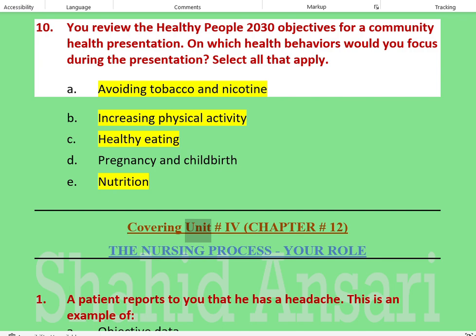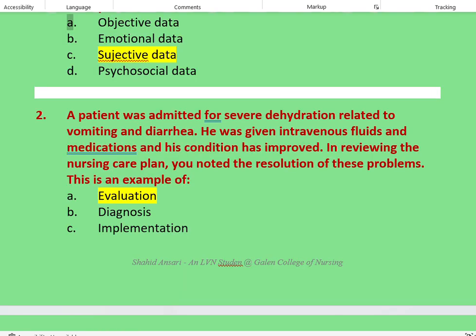Covering Unit #4, Chapter 12. The nursing process, your role. 1. A patient reports to you that he has a headache. This is an example of A. Objective data. B. Emotional data. C. Subjective data. D. Psychosocial data.